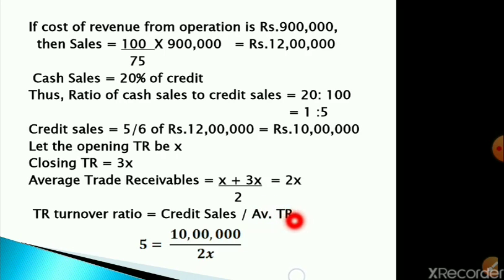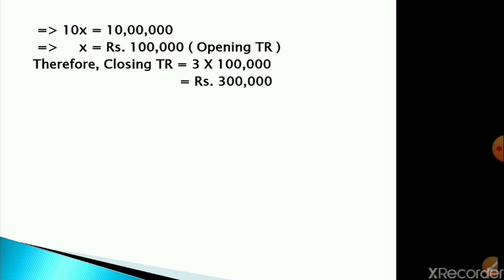Credit sales is 10 lakh, we have found it out, divided by 2x. So the equation will be 5 into 2x, that is 10x, is equals to 10 lakh. Therefore x is equals to 1 lakh, which is our opening trade receivables. Therefore the closing trade receivables will be 3 into 1 lakh, that is 3 lakh. I hope you have understood this part. Thank you.